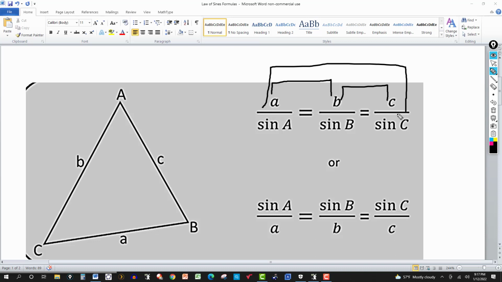You always want to set up your triangle and enter the given information, and then apply this formula. Notice that you could also have the sine of the angle over the opposite side: sine of A over side A, sine of B over side B, sine of C over side C, whatever's convenient. Normally you put the unknown on top. That way you just multiply through by the denominator to solve for the given quantity.